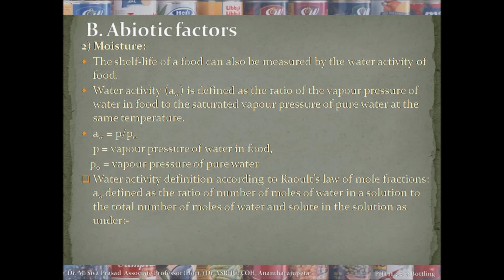So when water activity is 1, there is plenty of water available to the microbes for their multiplication. If it is less than 1, that means the denominator is increased, that is, the freely available water molecules are reduced, then the numerator will be dominated by the denominator, and the water activity will be reduced. So the water activity can also be defined by Raoult's law of mole fractions.